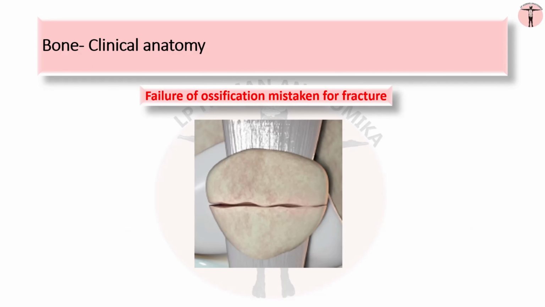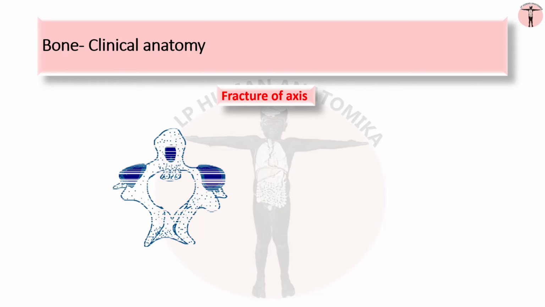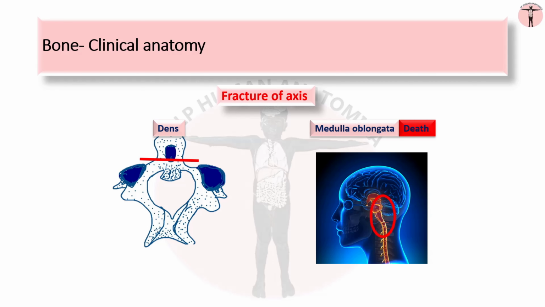Failure of ossification in the sesamoid bone is mistaken for fracture of bone in the X-rays. Example, here you can see the patella. Axis or second cervical vertebra may get fractured. Dens of axis may get separated from the body, as in hanging. It hits the vital centers in the medulla oblongata, causing instantaneous death. Even fracture of laminae also may cause death.